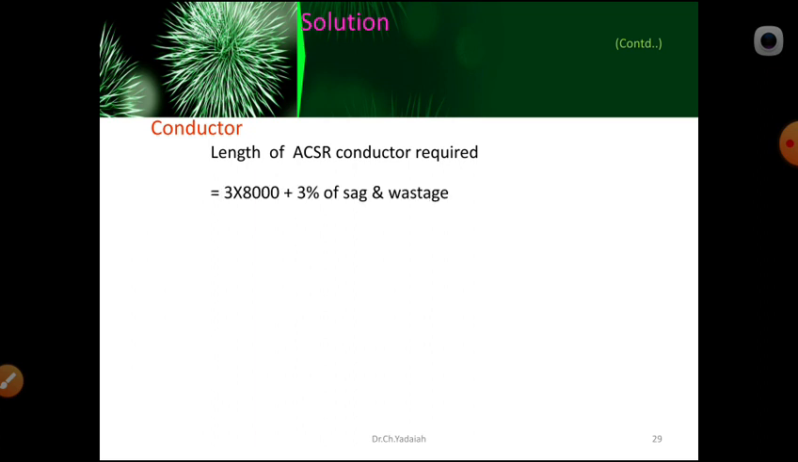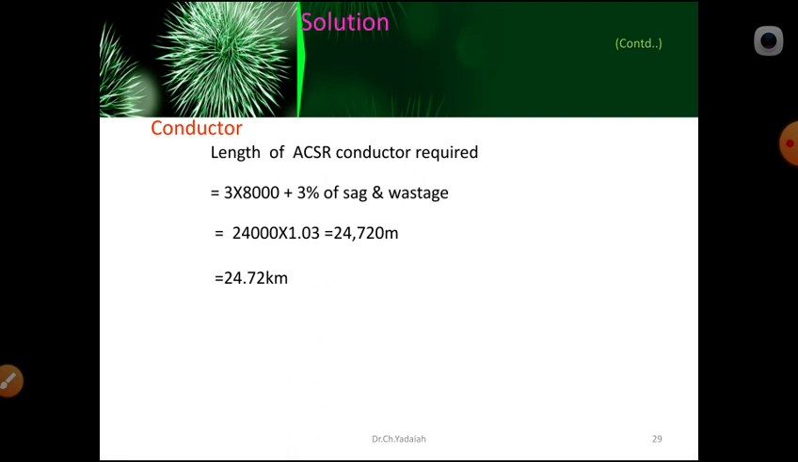So 3 into 8,000 meters, 8 kilometers, plus 3% wastage and sag. Sag is the loose hanging of the line between two consecutive poles. So what is the value? You are going to get 24,720 meters of cable required. This is the length of the cable.